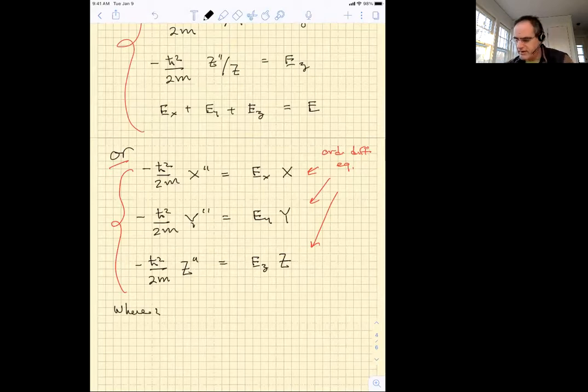So because this is a particle in a box type of problem, we know that x of x has to go to 0 for x less than or equal to 0. I've written that completely incorrectly. Let me just fix that. Sorry. And it also has to go to 0 at x greater than or equal to L. Okay.